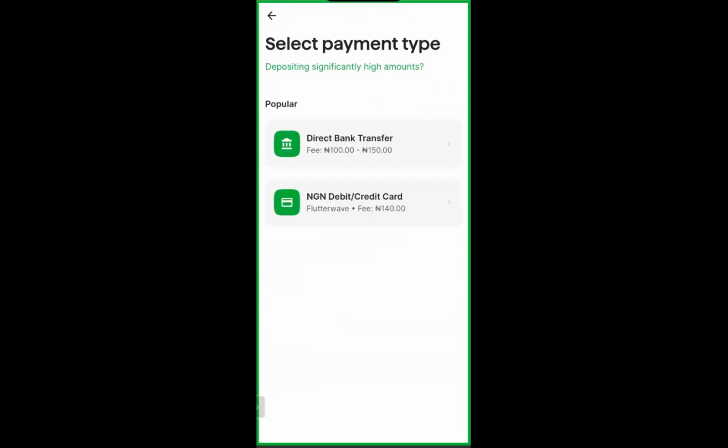So at this point, you can pick what you want. If you want to use a debit card or you want to use direct transfer. For today's class, I would be using direct transfer for this transaction. I always use direct transfer. I don't think I've used my card. I might have used my card before, but I use direct transfer.